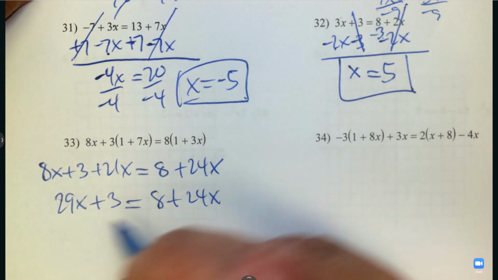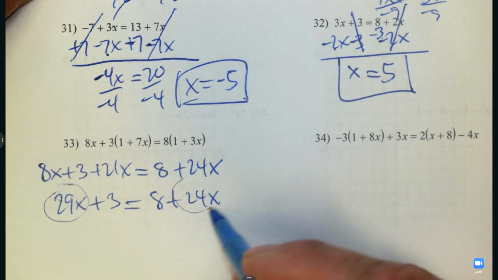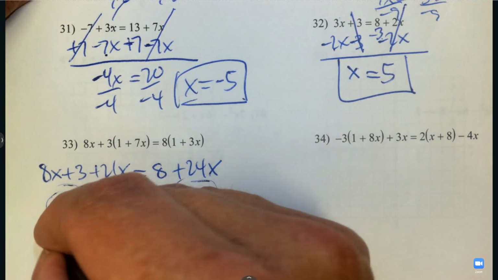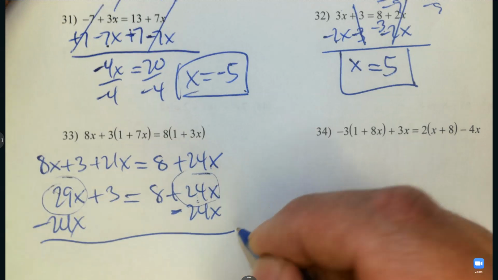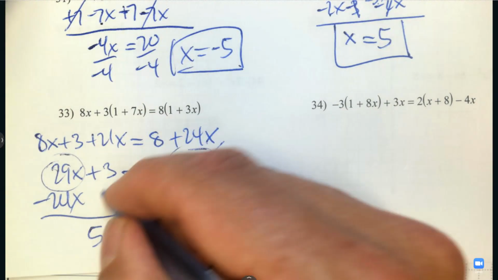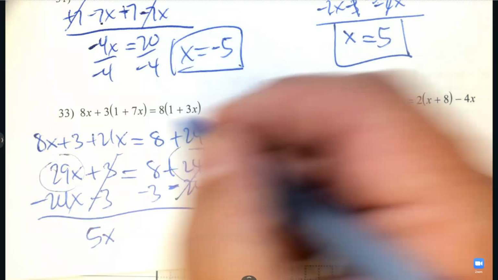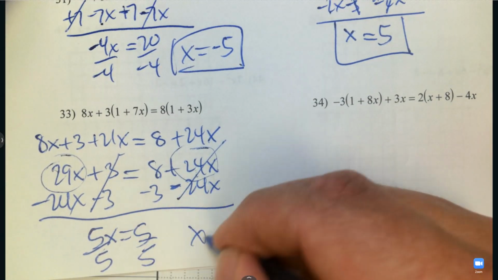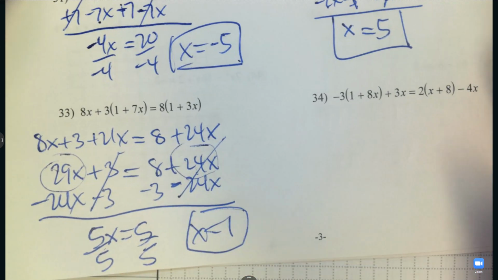Now we need to bring them together. So I have 29x and 24x. Take the smaller number, do the opposite sign. So we're going to subtract 24x. So 29 take away 24, that's 5. Subtract 3. 8 take away 3 is 5, then divide by 5 and you have your answer. So the answer is x equals 1.